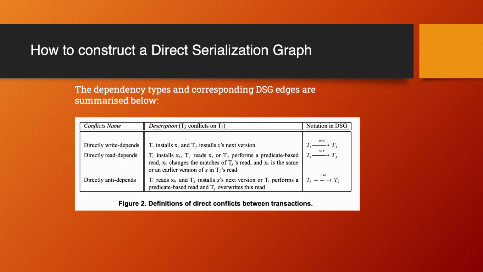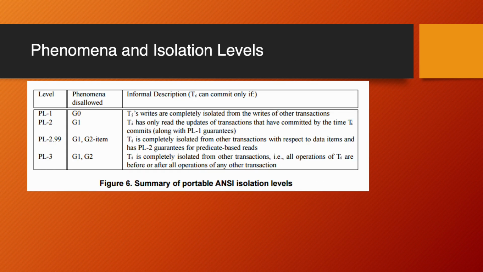The dependency types and corresponding DSG edges are summarized below. So the conflict names are directly write-depends, directly read-depends, directly anti-depends. And this picture shows the summary of portable ANSI isolation levels: PL1, PL2, PL2.99, and PL3. The phenomena allowed are G0, G1, G2 item, and G2.